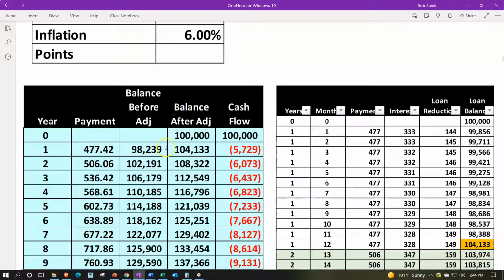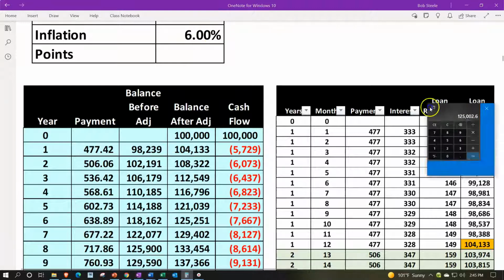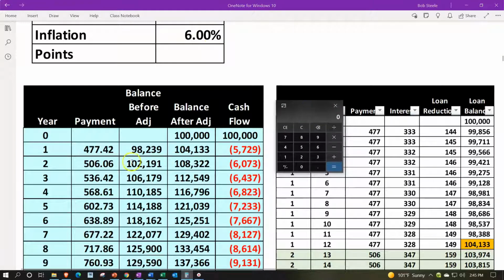Now, we've adjusted it. Before the adjustment, it was 98,239. And then we're going to go in and apply the adjustment, which is a 6% increase for inflation. So whatever this balance is, whatever it would have been, we're going to say 98,239 times 100% plus 6%, or 106%, would give us the 104,133. So we're always going to increase the ending balance by the amount of inflation.